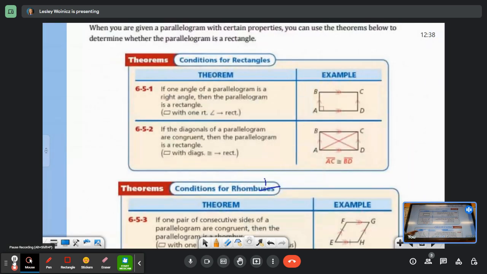Okay, conditions for a rectangle. Okay, so they're trying to trick us into saying this, right? Because we remember this picture where we just had the one right angle. But the condition also has to be that we have what kind of figure to start with? A parallelogram. So we have to already know it's a parallelogram, and then we can use the thing about the one right angle. Does that make sense? Okay.